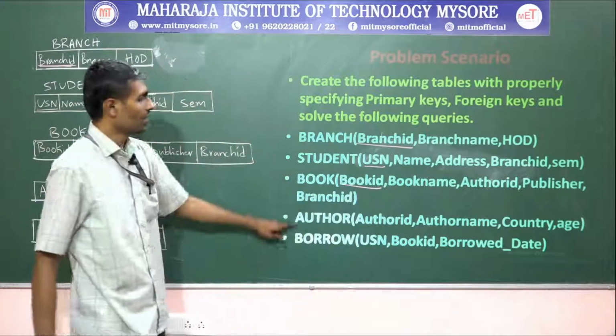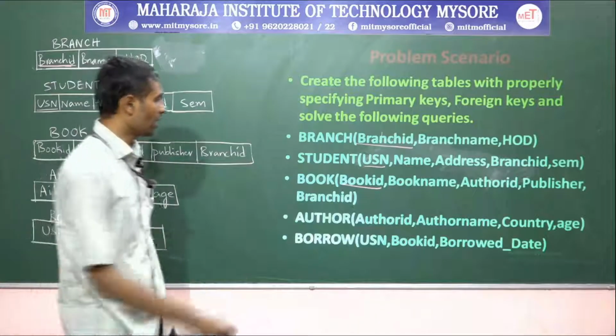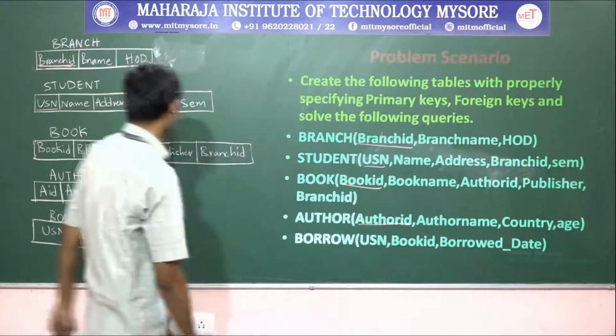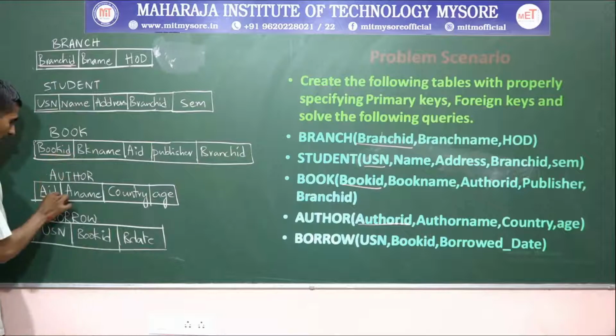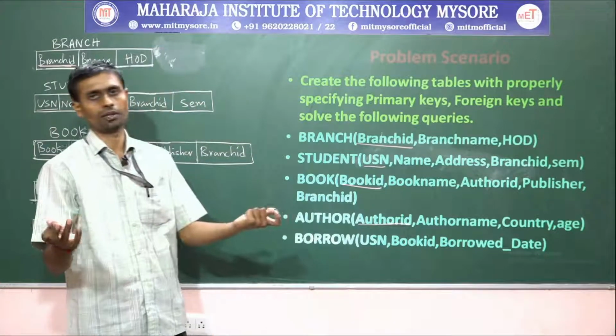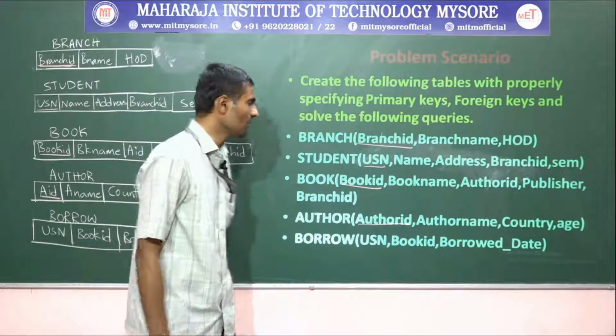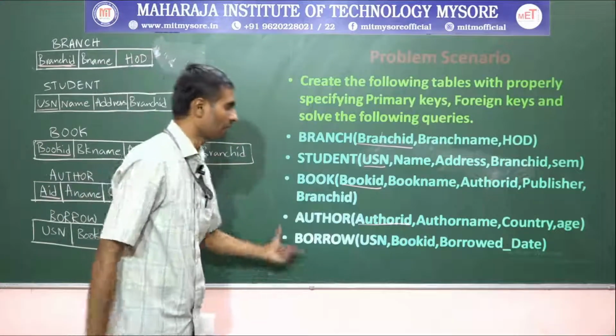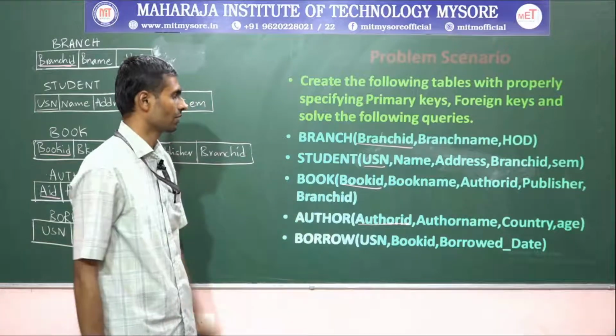Fine. In the author table, how are we identifying an author? Author ID, right? Author ID is a primary key. Let me underline this here also. Next, in the borrow table, no primary keys. Fine. So almost all primary keys we have successfully identified.